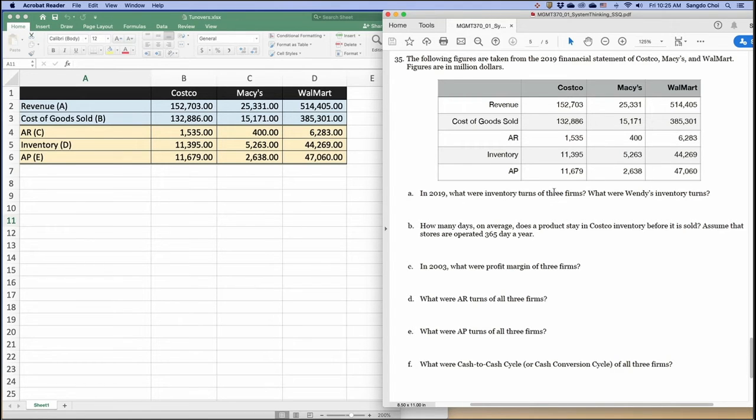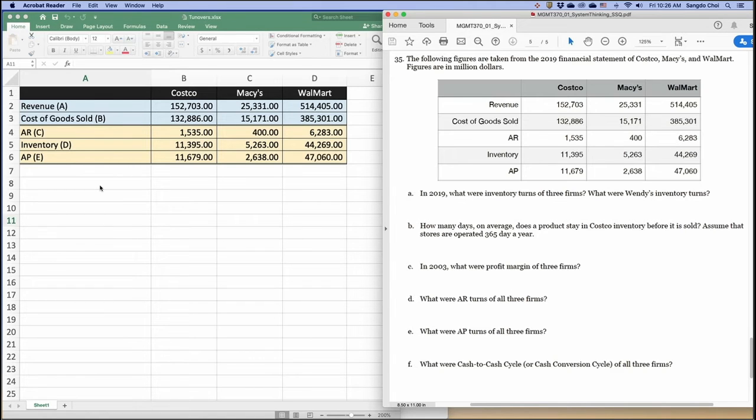I got the financial information of these 3 companies from Yahoo Finance. Yahoo Finance provides financial statement information for public companies, so you can find that. And to compute these numbers, Yahoo Finance provides some, but they do not provide all the important measures. So that's why we have to compute. We have to know the basic formulas for gross profit, profit margin, inventory turns, AP turns, AR turns, and cash-to-cash cycles.